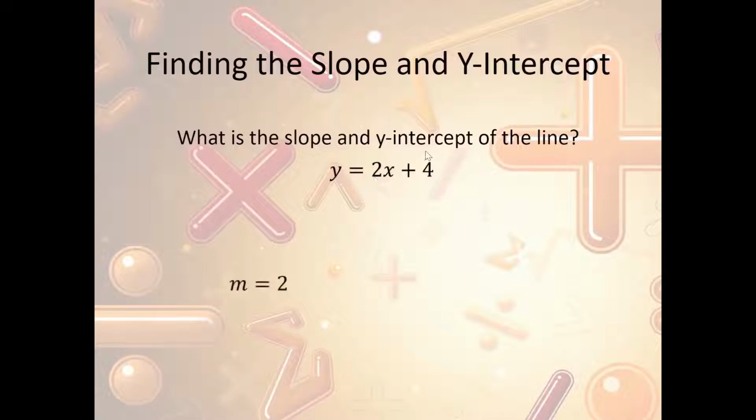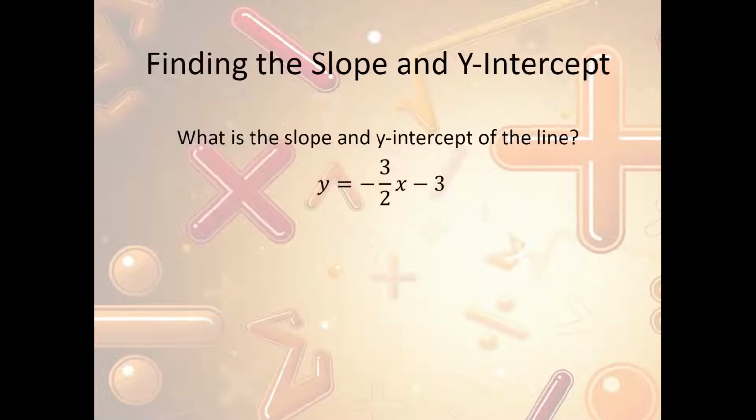The y-intercept is the lonely one. Why am I alone? Well, the lonely one is 4. So my y-intercept is 4. So that's how I pick out the slope and y-intercept given an equation.